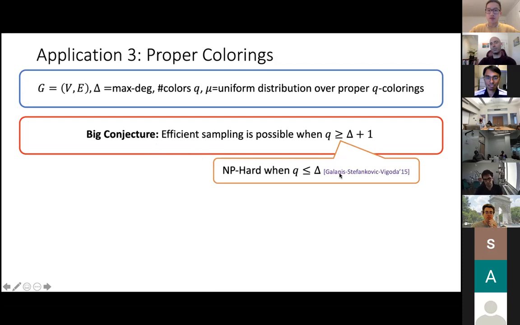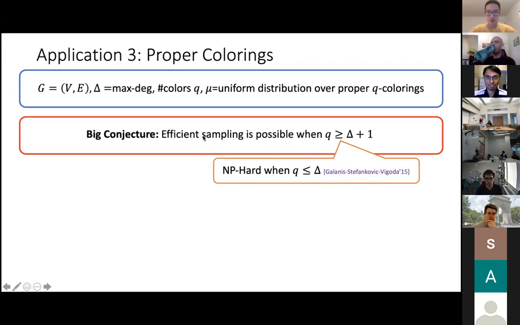On the hardness side of things, it's known that when Q is below the maximum degree, it's NP-hard to do the sampling. So this is another example of this kind of phase transition phenomenon. There's a phase transition that happens exactly at the maximum degree.